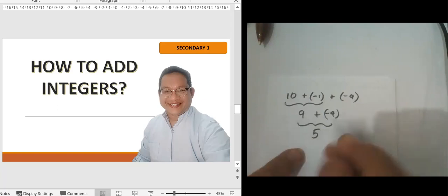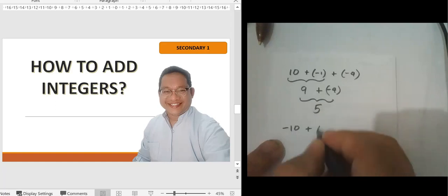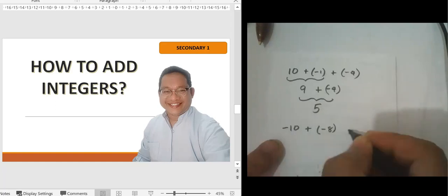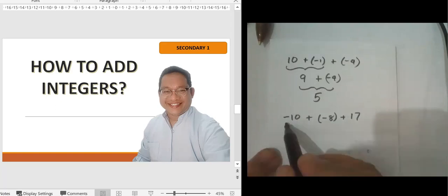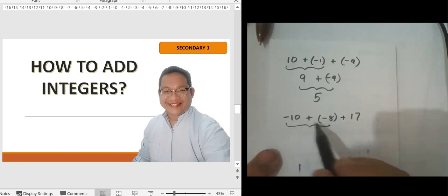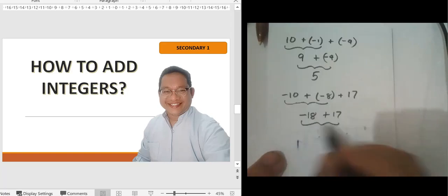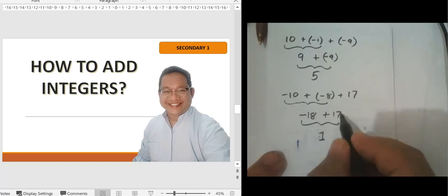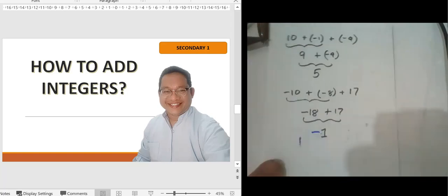Now this one, let's write up, for example, negative 10 plus negative 8 plus 17. In this case, you can add this first. Oh, we haven't learned this one. But anyway, negative 10 plus negative 8, because they have the same sign, is negative 18, plus 17. Now they have different signs, so you subtract them. 18 minus 17 is 1. And then you copy the sign of 18 because it's bigger, which is negative 1.